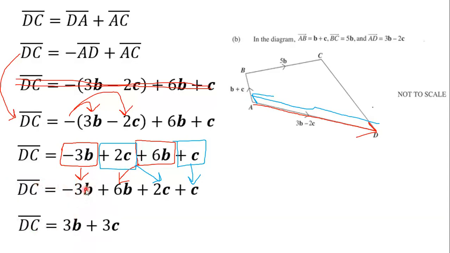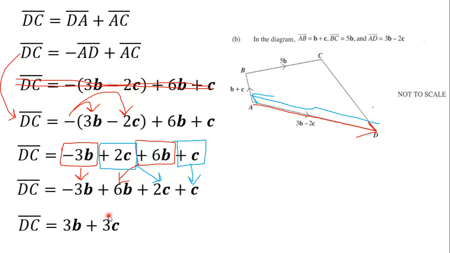So we have negative 3B plus 6B. What is negative 3 plus 6? Negative 3 plus 6 is the same thing as saying 6 minus 3. What is 6 minus 3? 6 minus 3 is 3. And what is 2C plus C? Well, you can think of the C as having a 1 out front, and so 2C plus 1C is equal to 3C. So DC equals 3B plus 3C.